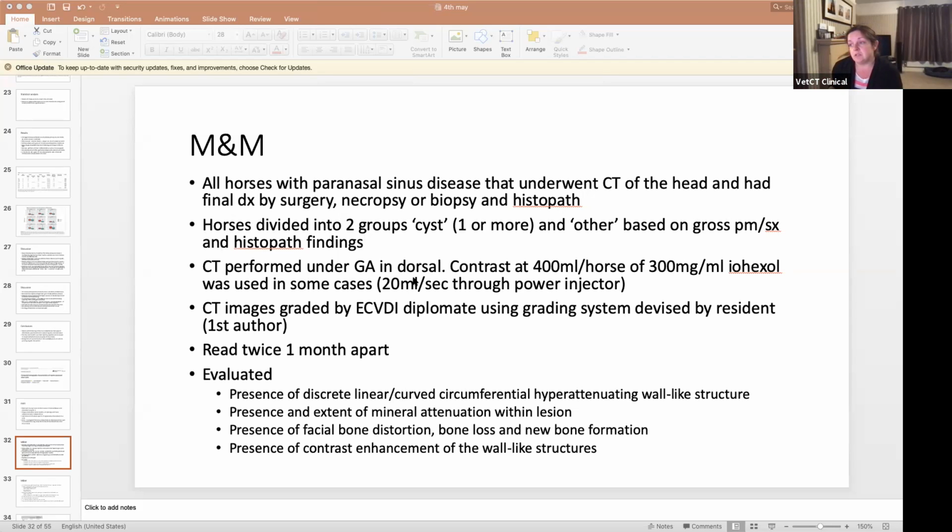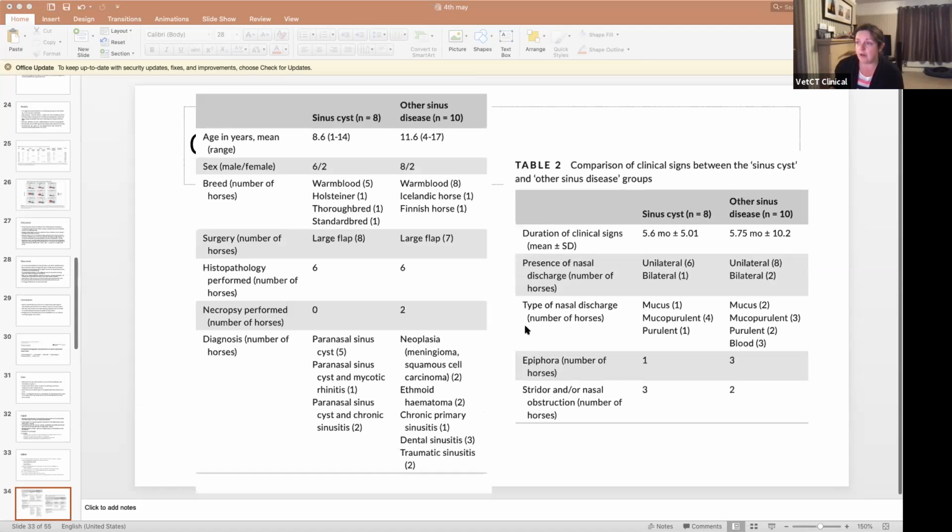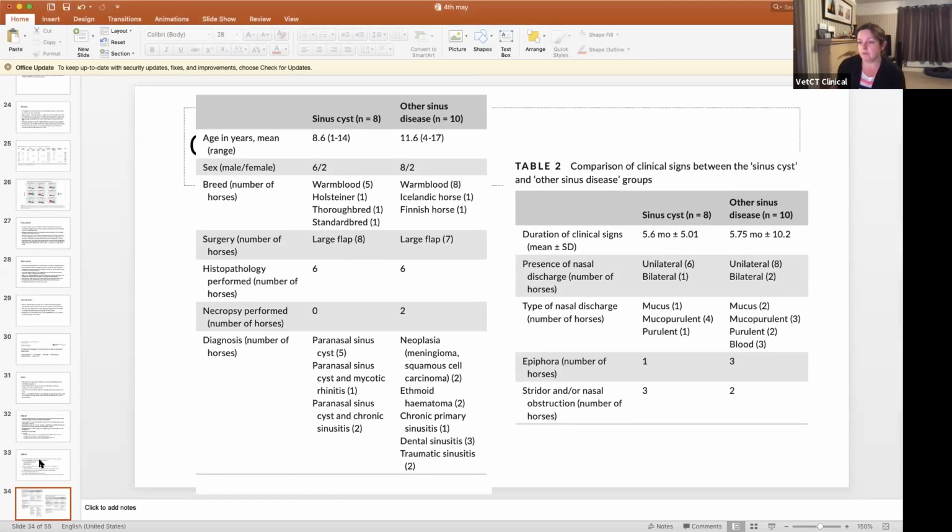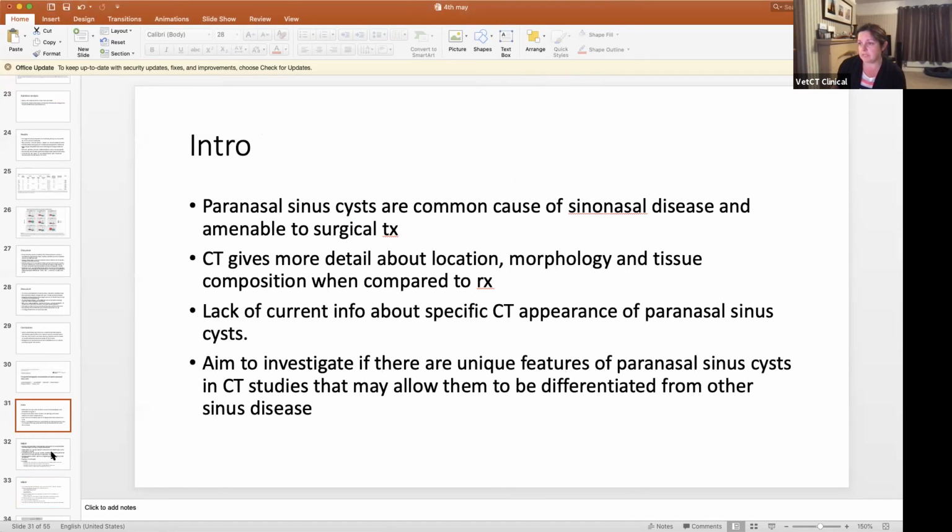They performed the CTs in dorsal recumbency under GA, and some horses had contrast, so they used 400 mils per horse of 300 mg per ml iohexol, and they injected that at 20 mils per second through a power injector. They didn't standardize the time after contrast injection that they did the CT, so they were between 2 and 7 minutes after the end of injection, which they go on to comment about in the discussion as to whether or not that was relevant. Sorry, I've gone way off piece.